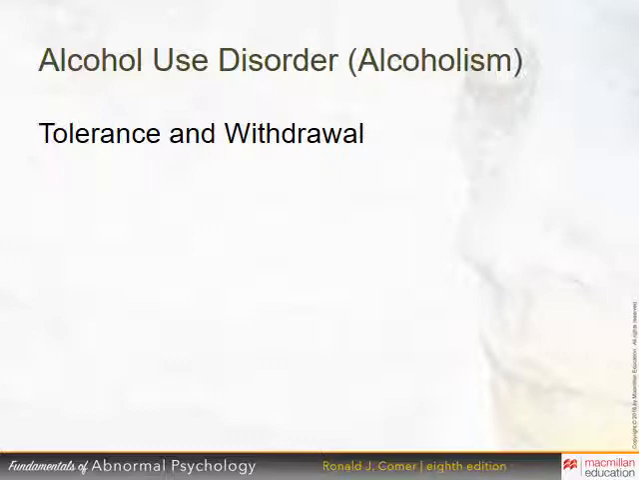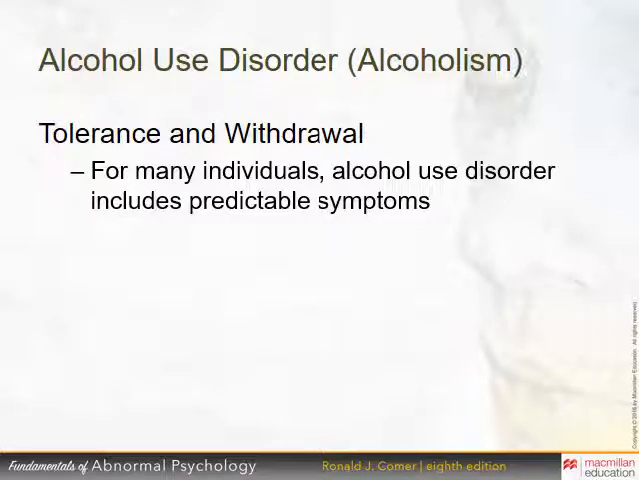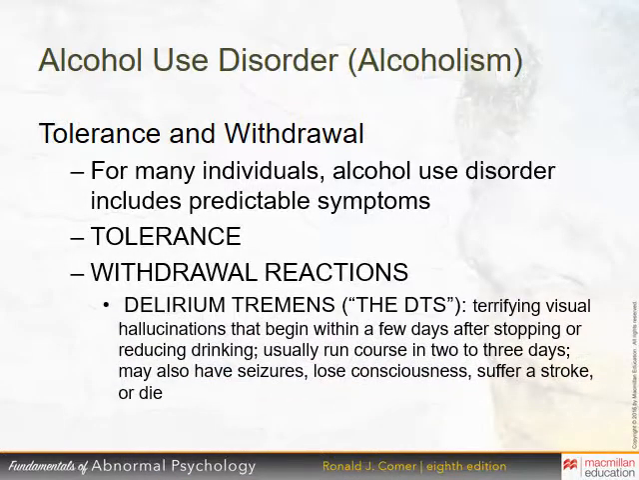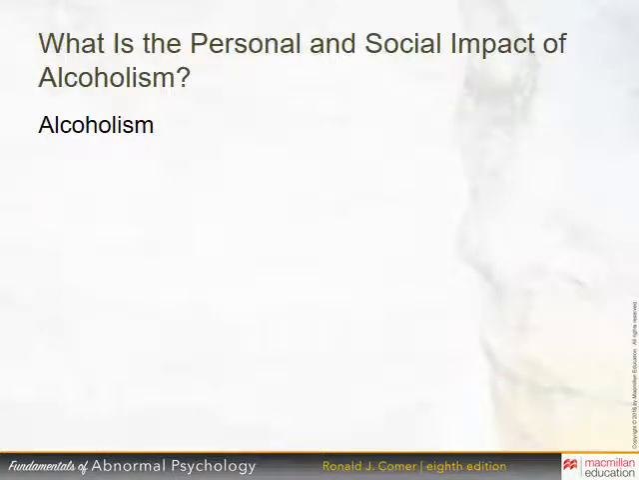So we'll look now at the concepts of tolerance and withdrawal, particularly as it relates to alcoholism. For many individuals, alcohol use disorder includes predictable symptoms: tolerance and withdrawal reactions, as previously discussed. Specifically for alcoholism, withdrawal reactions can sometimes include delirium tremens, or what are sometimes referred to as the DTs. These are terrifying visual hallucinations that begin within a few days after stopping or reducing drinking. They usually run their course in 2 to 3 days, and they may also have seizures, lose consciousness, suffer a stroke, or die, so they're very serious.